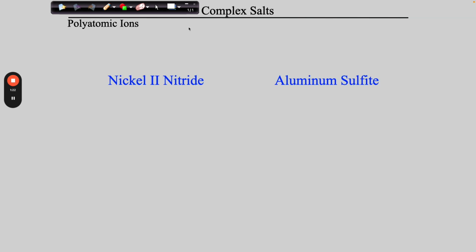But guys, as a little check, write the formulas for these two salts: nickel 2 nitride and aluminum sulfite. Guys, I specifically chose these two because they will bring out the subtleties and all the little things that you need to be able to keep track of. And obviously I'll do them with you in a minute. And then we're going to use this as a segue into what we're doing today.